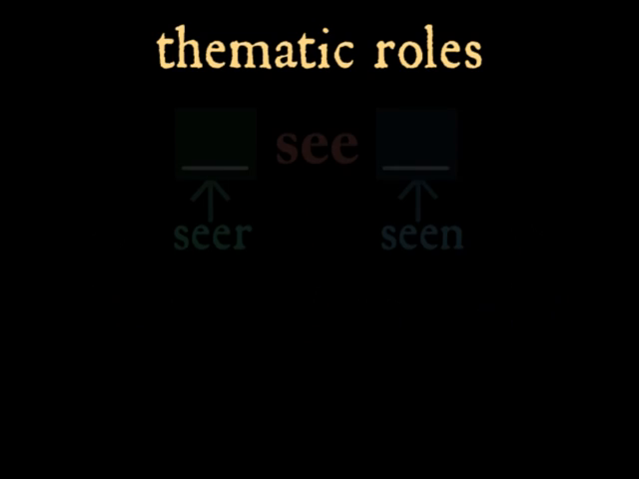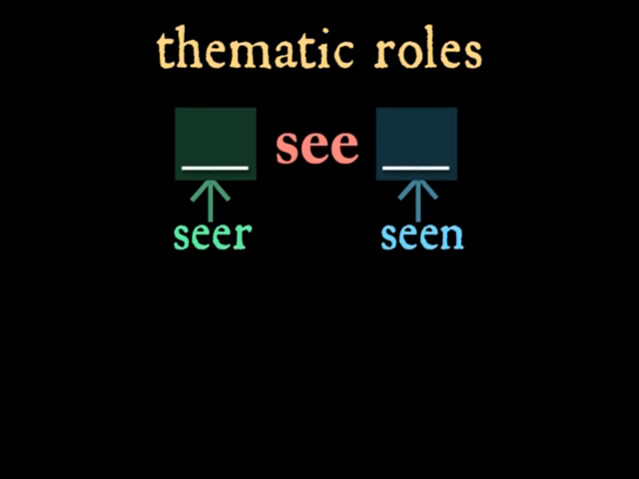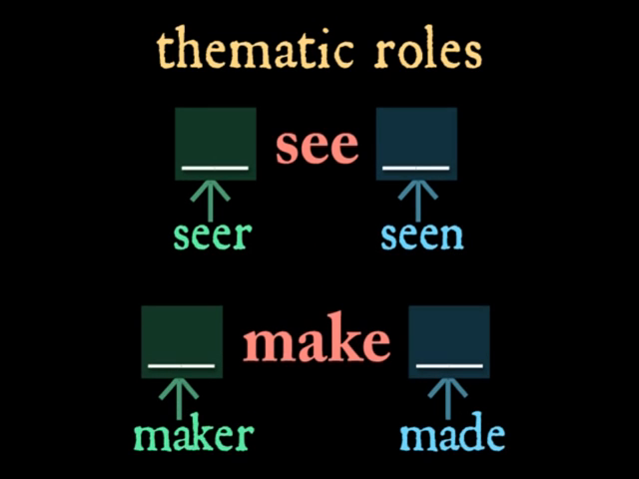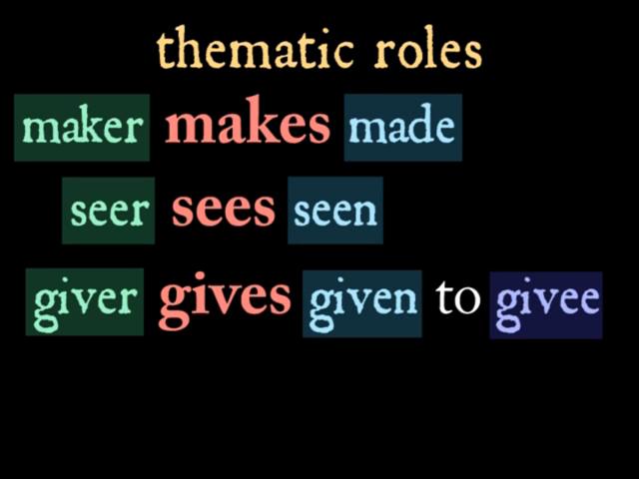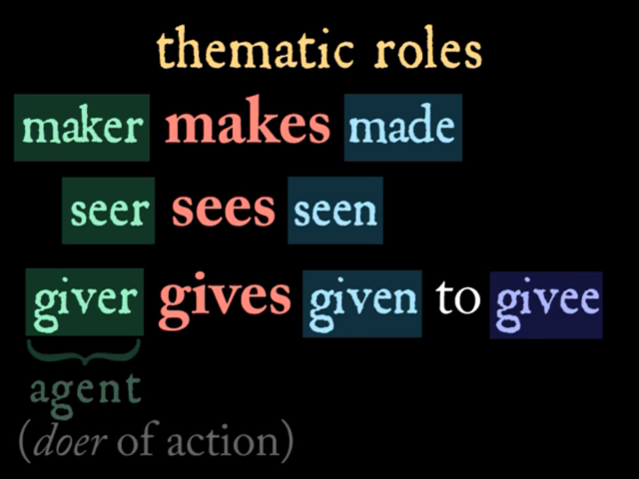Other verbs have roles too. See has a seer and a seen, and make has a maker and a made. Now let's extend this paradigm further. There's a similarity between the giver of give and the seer of see and the maker of make. Those subjects are all agents. They're all doing something, so we call that the agent role.